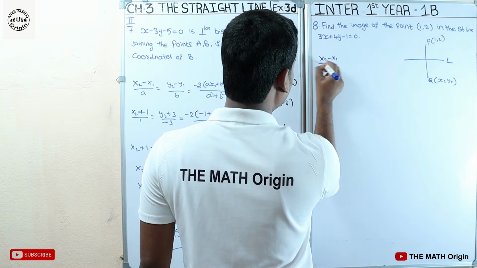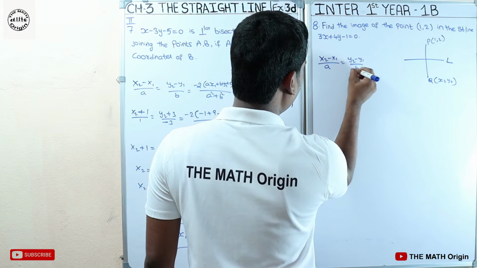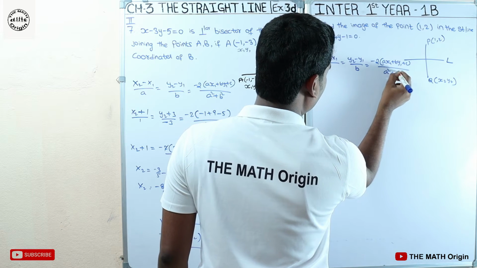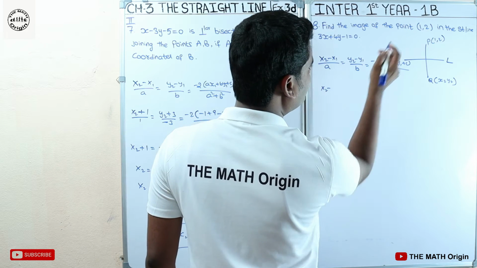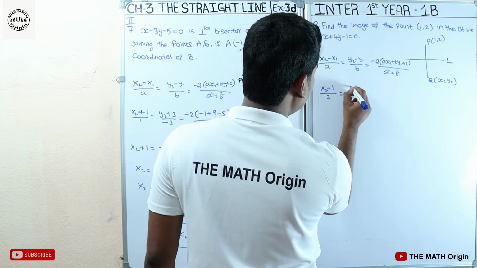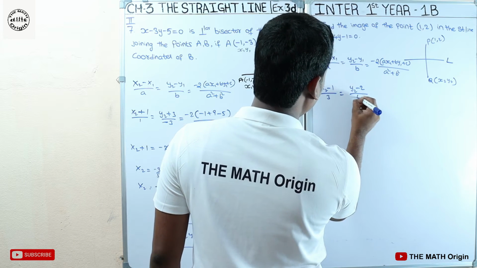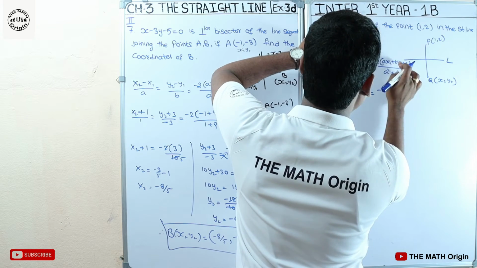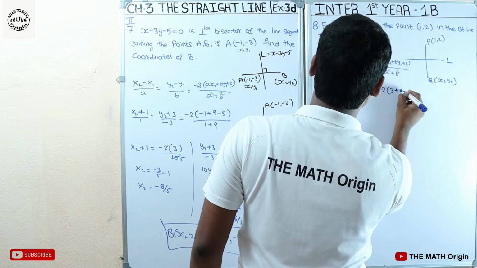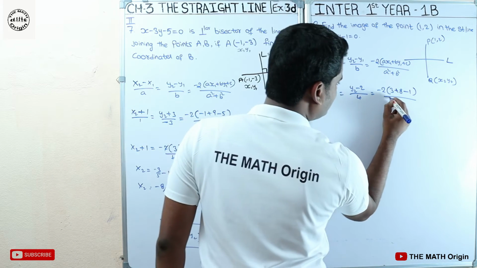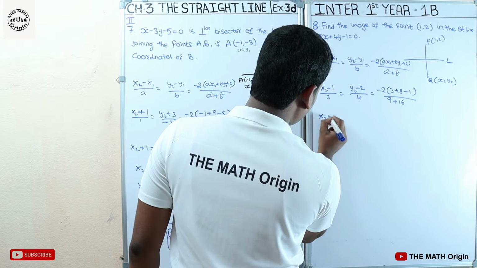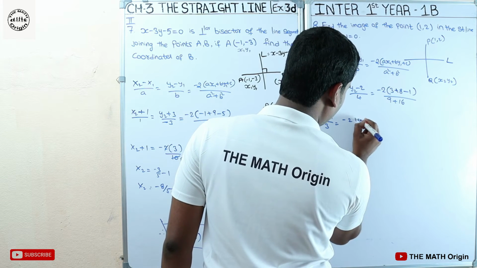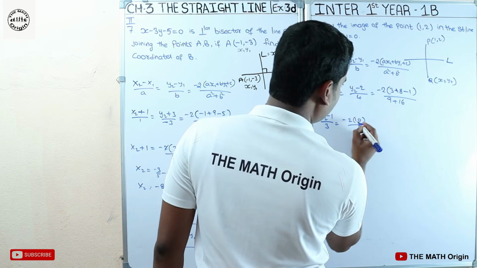So we know the formula: x2 minus x1 by a is equal to y2 minus y1 by b is equal to minus 2 into ax1 plus by1 plus c by a square plus b square. So from this, x2 minus x1 is 1, a value is 3, which equals y2 minus y1 value is 2, and b value is 4, equals minus 2 into ax1, 3 into 1 is 3, plus by1, 4 into 2 is 8, minus 1, by a square plus b square, 3 square plus 4 square is 16. Now x2 minus 1 by 3 is equal to minus 2 into 8 plus 3 is 11, minus 1 is 10, by 9 plus 16 is 25.